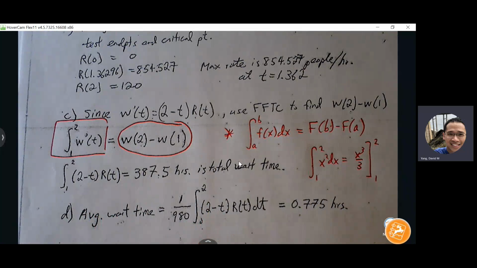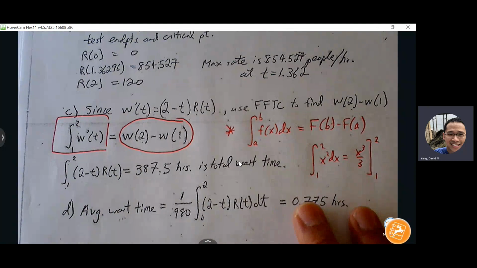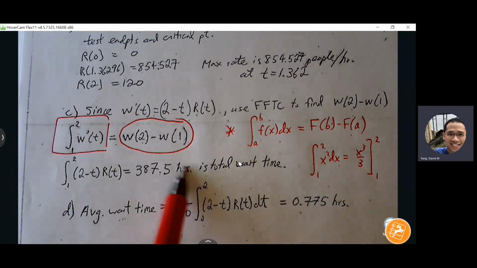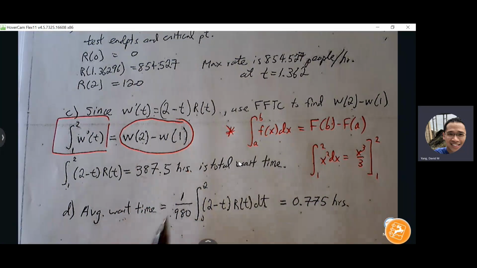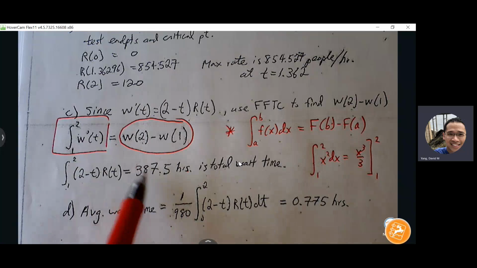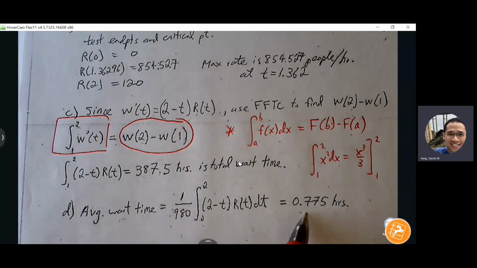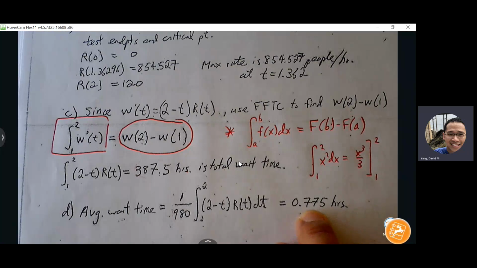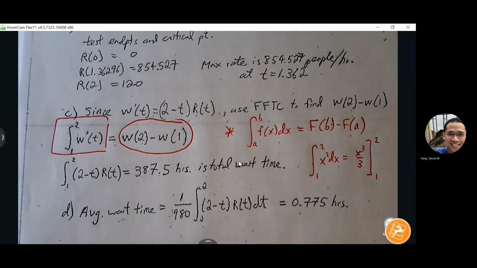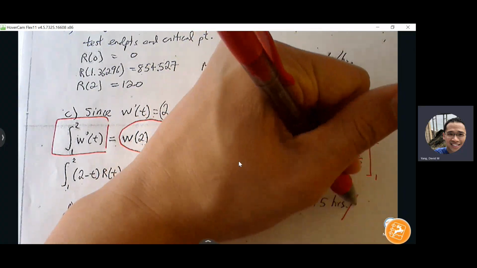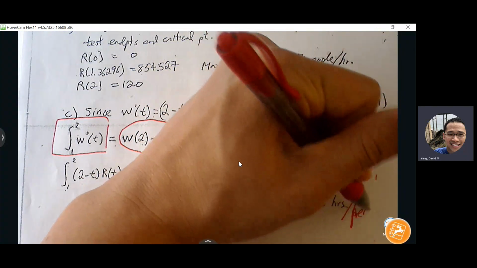And then part D, it says on average, how long does each person wait? Well, if you know that 387 hours is the total wait time, and that there are 980 people at the concert, then if you divide those two numbers, you get the number of hours per person. Right, so it's 0.77 hours, but it's really 0.77 hours per person.